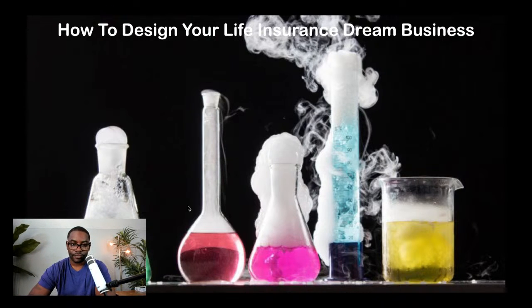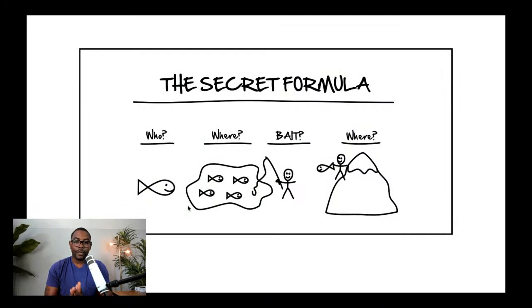And the secret formula to designing your dream life insurance business is the who, where, bait, and where, right? And I know this is a simple diagram and it's just little stick figures in a drawing, but it's very powerful. And I like to keep things very simple, just the same way we do in our business. And so you can see these little fish, and these little fish are who your ideal customers are.